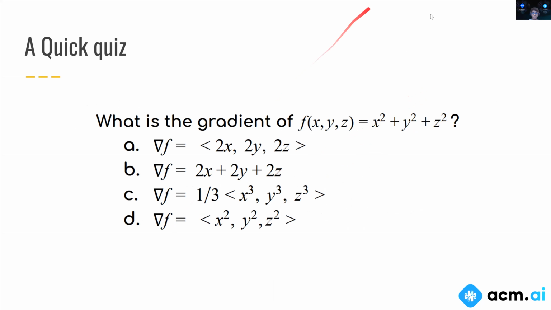So just to make sure that we're all on the same page, we're going to do a really quick 1-minute poll. Just calculate the gradient of this function, right? And I'm going to launch the poll in 1 second.